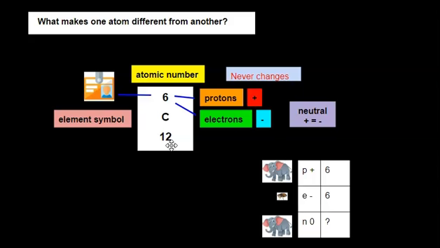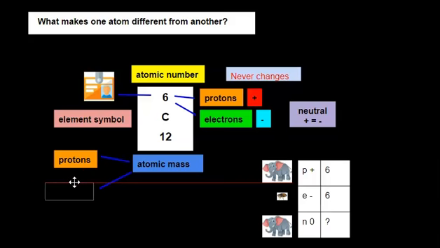So, we need to talk about this big number in our element box. This big number is called the atomic mass. This atomic mass is made up of protons and neutrons. So protons and neutrons go together to make up the mass of an atom because they're huge particles.